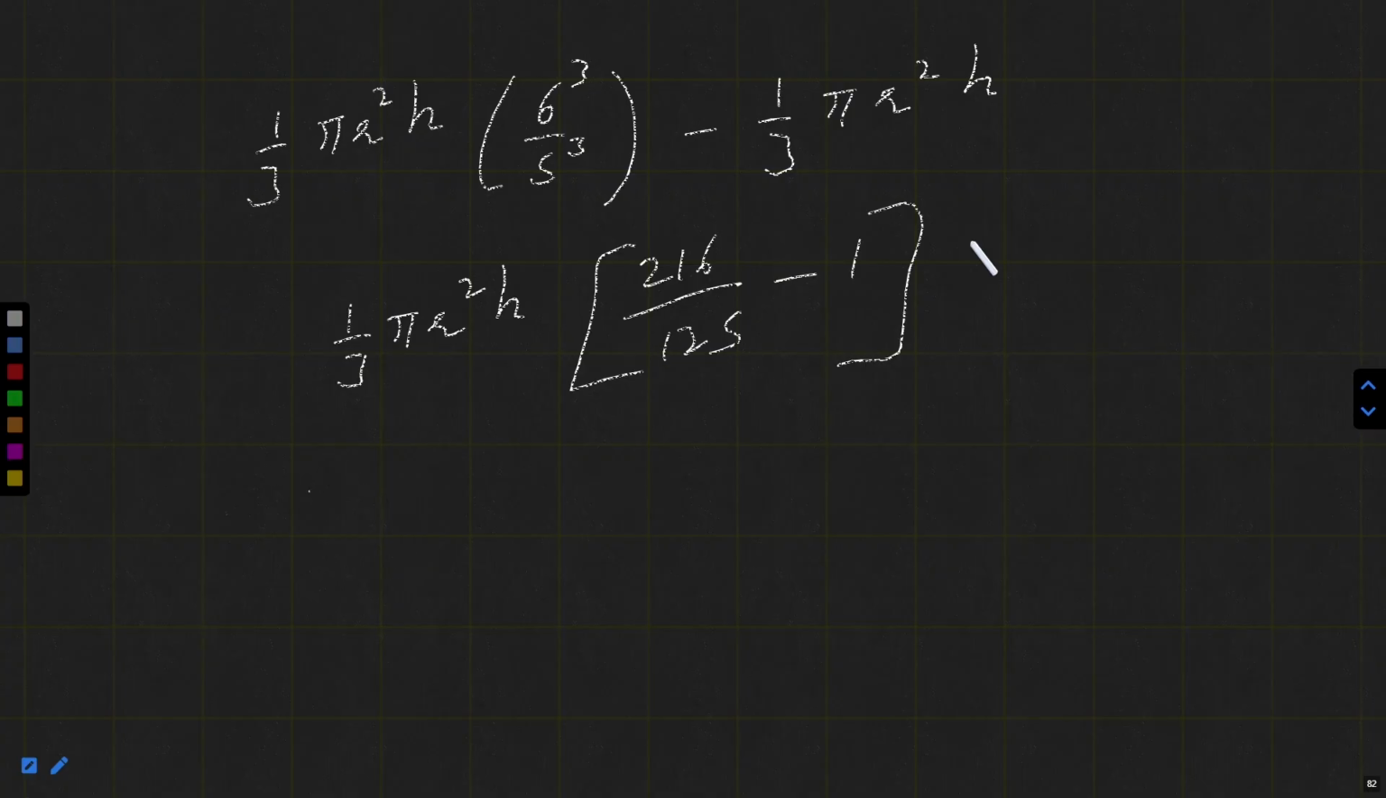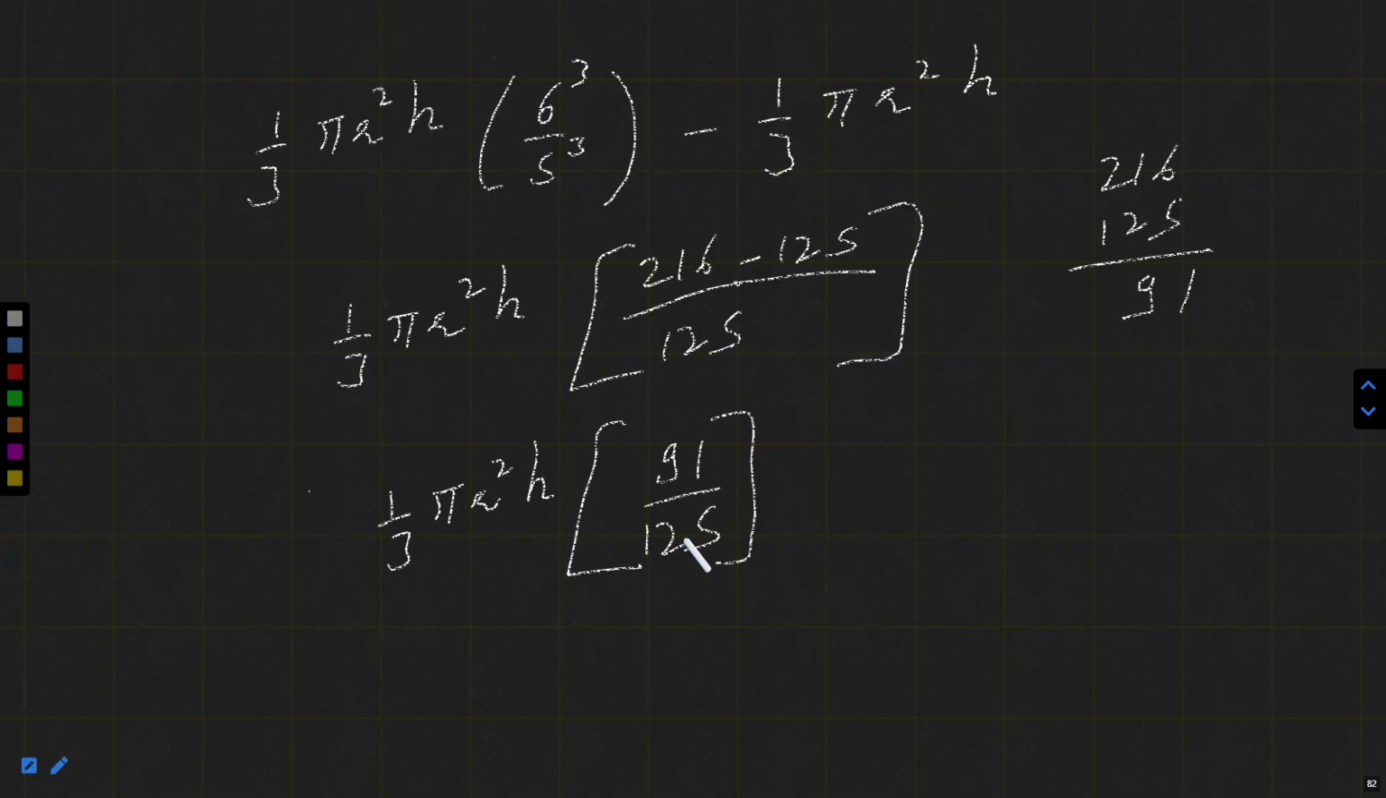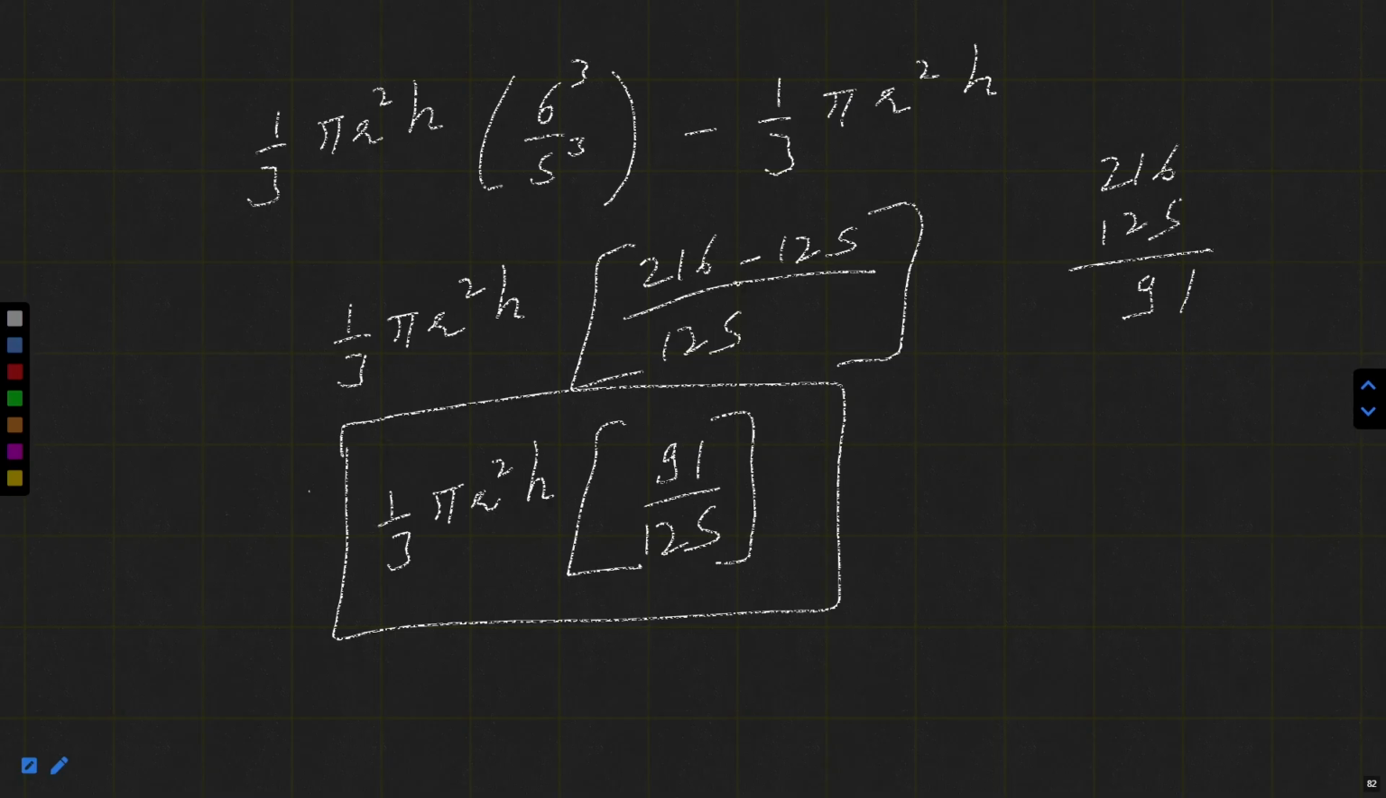Now here it is minus, so just evaluating this, I will be left with minus 125, which is 1 by 3 pi r square h. So 216 minus 125 is 91, so it is 91 by 125. So this volume is increased by that much. So what was our unit? Whatever the unit, let's say the centimeter. So this much centimeter cube of volume is increased.